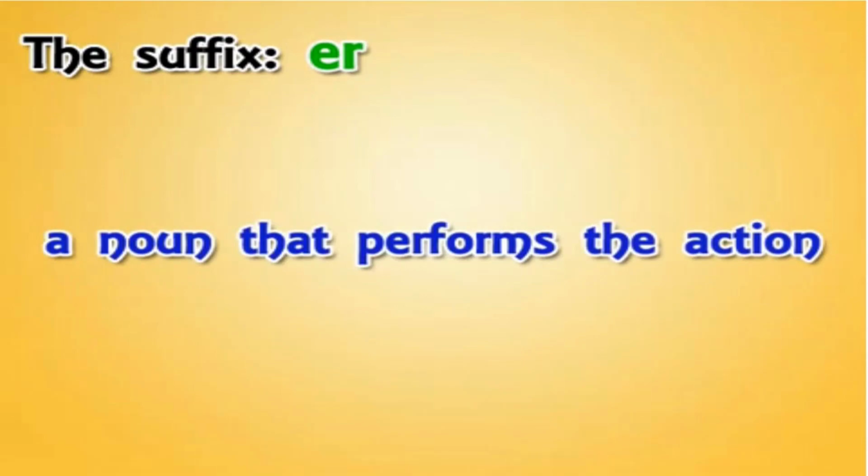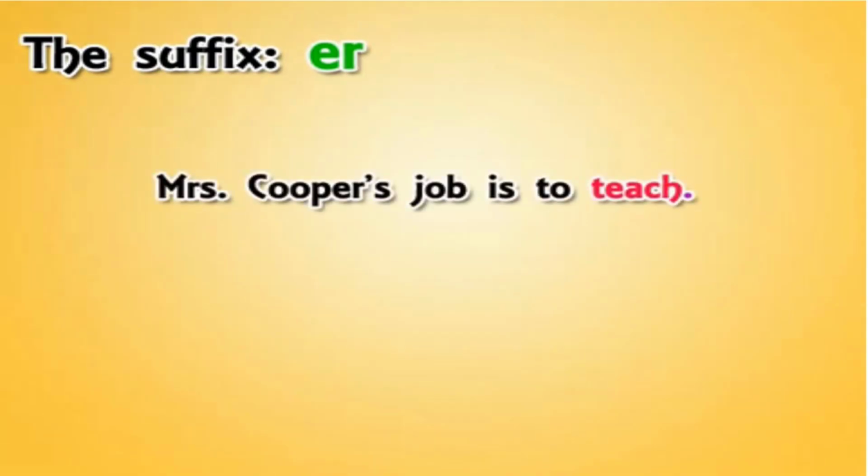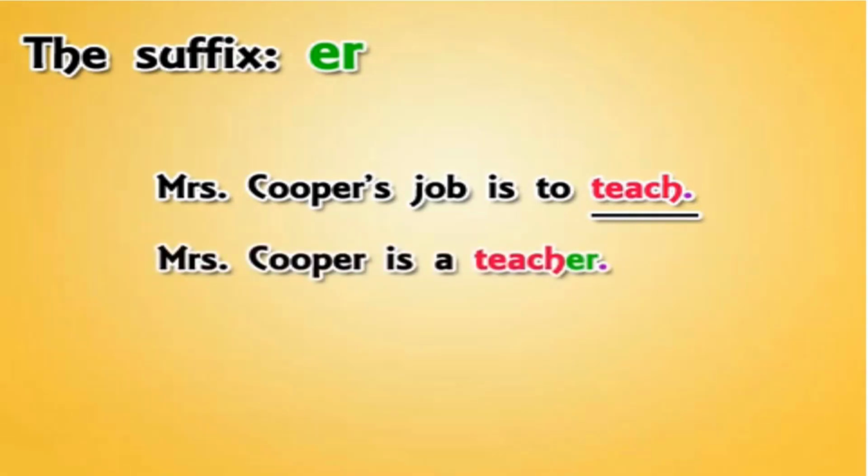For instance, if you add the suffix er to a verb, it turns the verb into a noun, making it a person or thing that does the action of the verb. Mrs. Cooper's job is to teach. In that sentence, teach is a verb. Mrs. Cooper is a teacher. Now it has turned into a noun. Teacher.